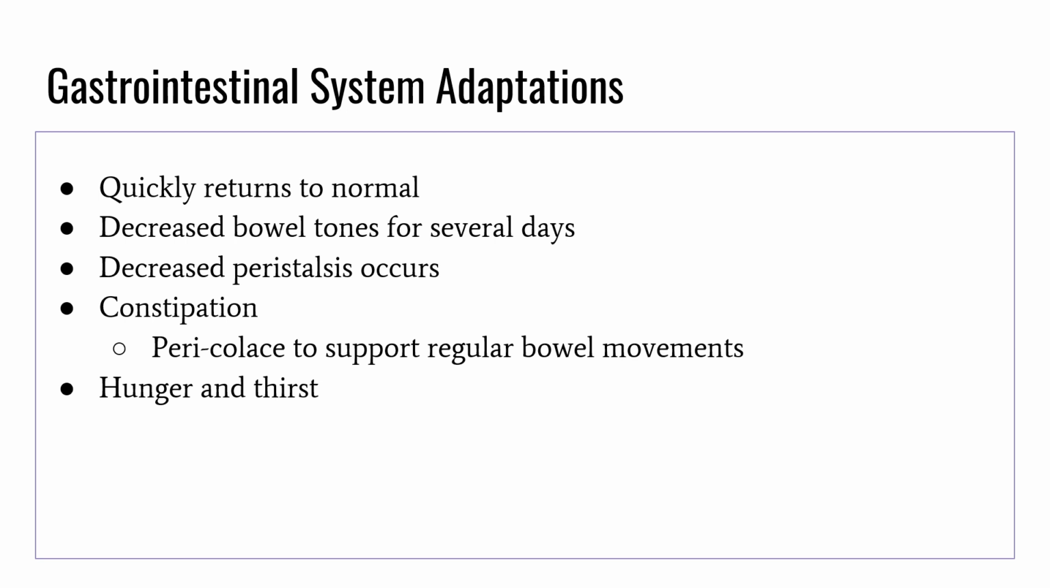Therefore, constipation is a common problem. A stool softener, such as Peri-Colace, can be prescribed for this reason. They used to not allow patients to be discharged home until they had their first bowel movement, but some patients actually take a good week to have their first one, so they can go home now.